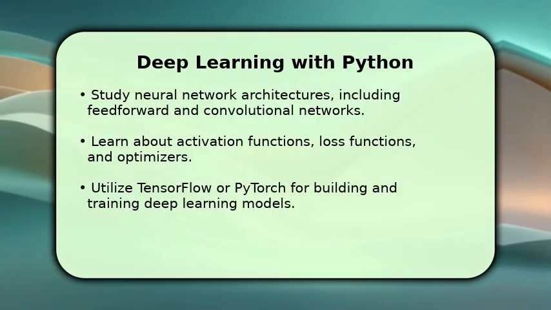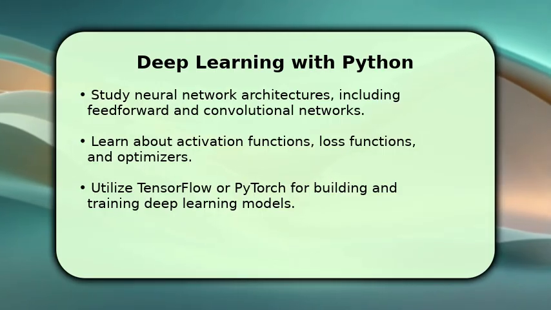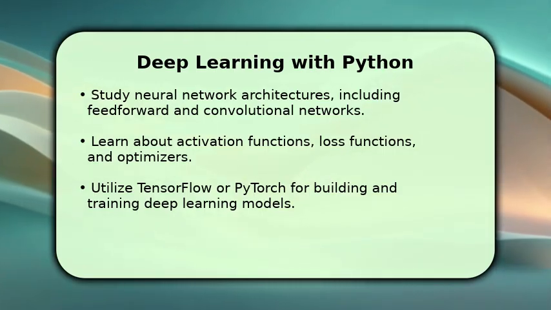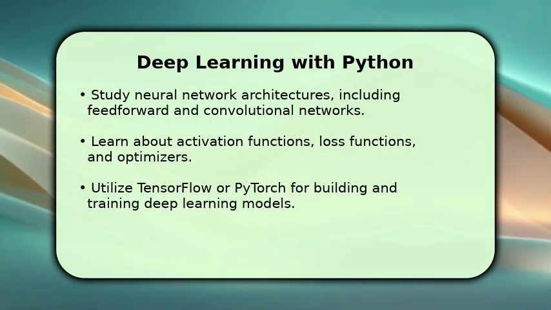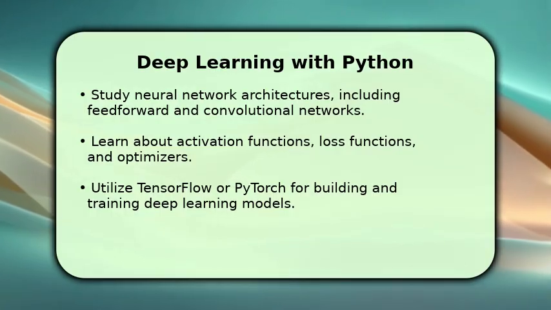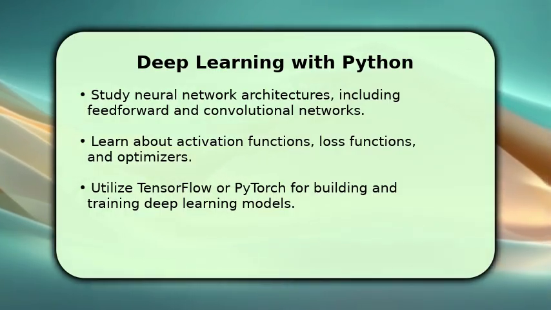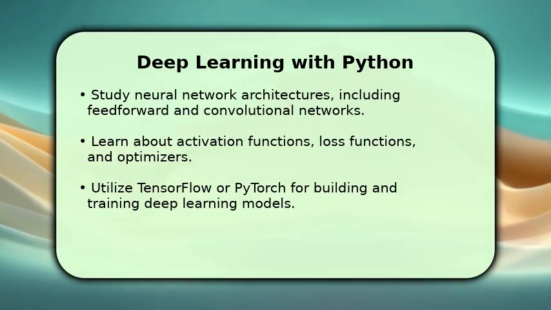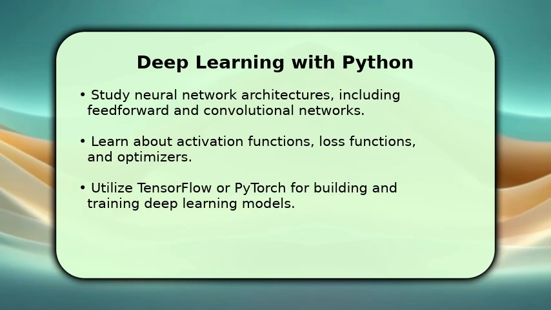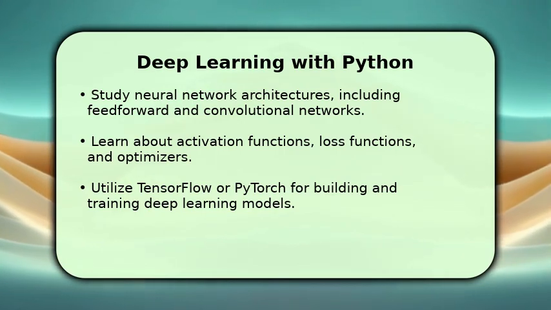Explore different architectures like convolutional neural networks for image tasks and recurrent neural networks for sequential data. Libraries such as TensorFlow and PyTorch are industry standards for constructing and training these complex models. Begin by building simple networks and gradually move towards more intricate designs, perhaps even using pre-trained models.